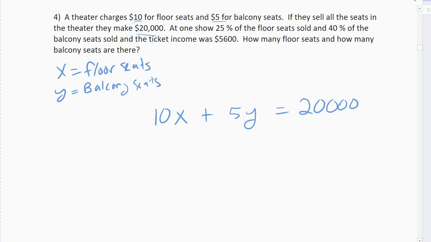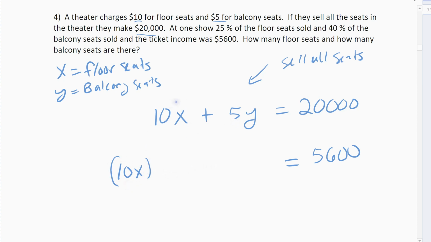It's the second equation that's a little tougher because you have to remember what percents are. Well, in the second equation, I'm only making $5,600. Each seat in the floor is still worth $10 a piece, and each seat in the balcony is still worth $5. But the difference is in the second equation, so I still have the 10x, but instead of selling them all out, I'm only selling 25%. The 10x is all of them. Well, I only want to sell 25%.